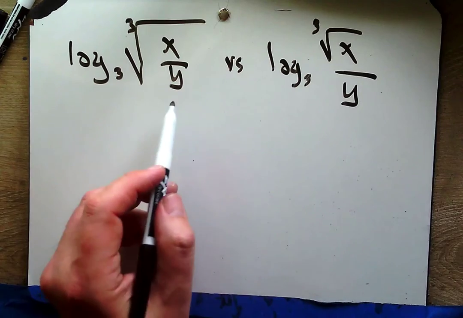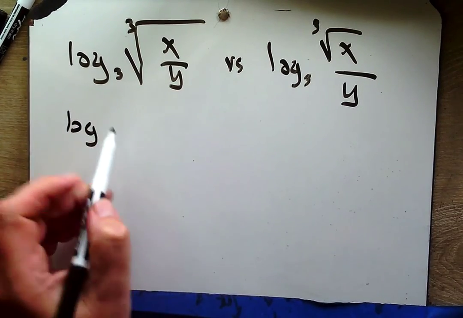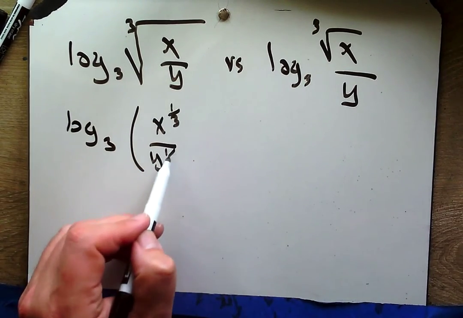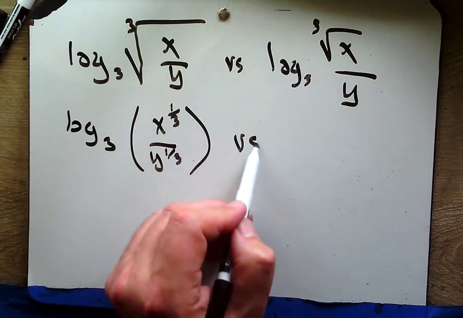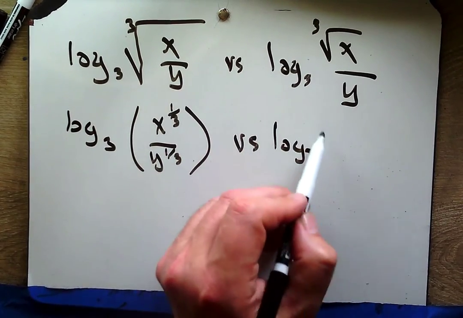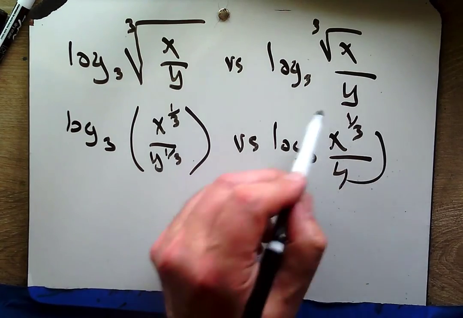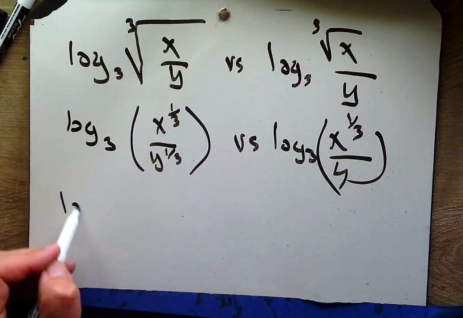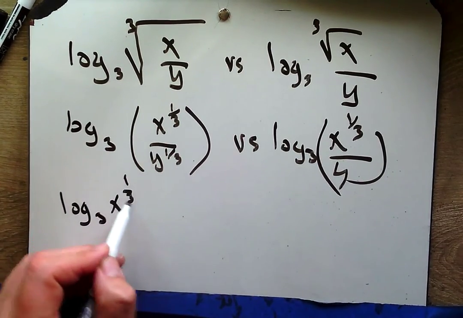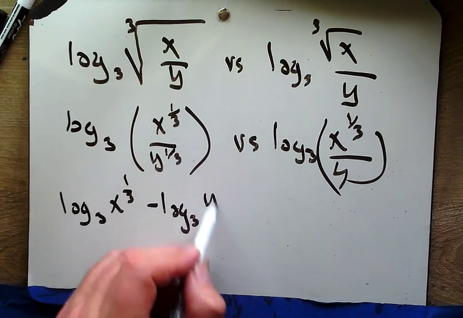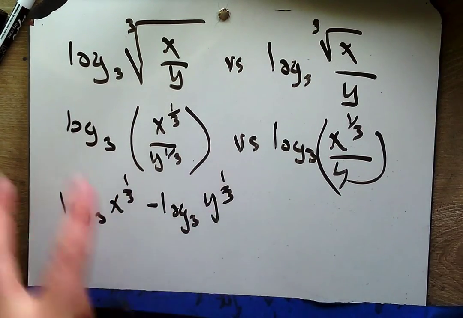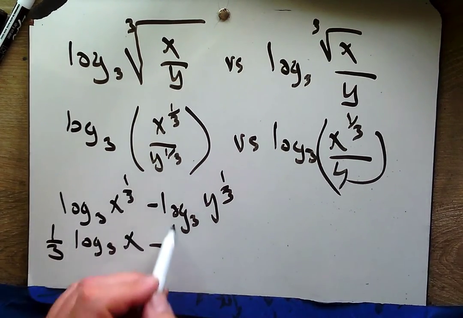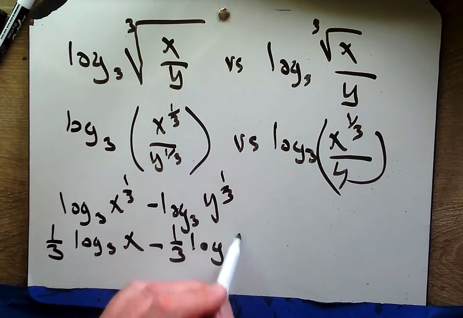If you're stuck on this one, I would say it's probably worth your time to rewrite with rational exponents. And now maybe it becomes a little more apparent. This one is going to be log base 3 of x to 1/3 minus log base 3 of y to 1/3. And we can use the power rule to bring those 1/3s down. We'll have 1/3 log base 3 of x minus 1/3 log base 3 of y.